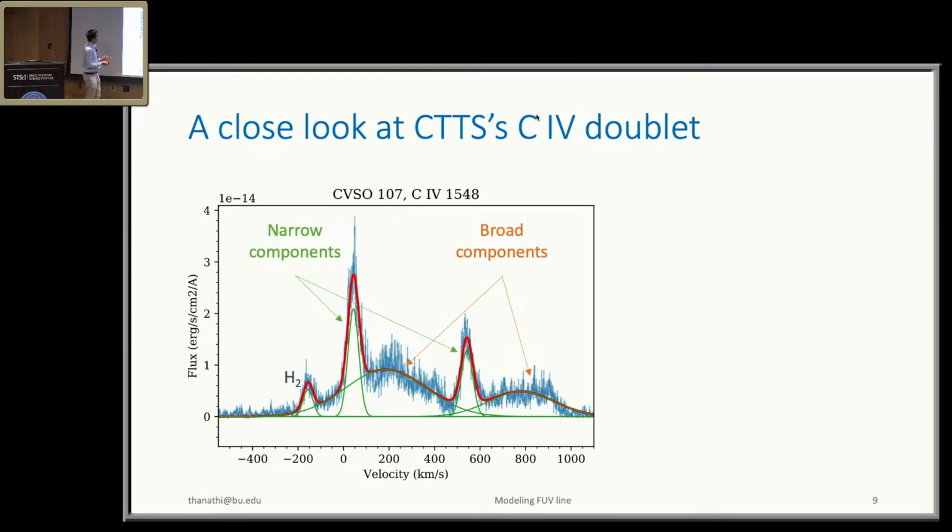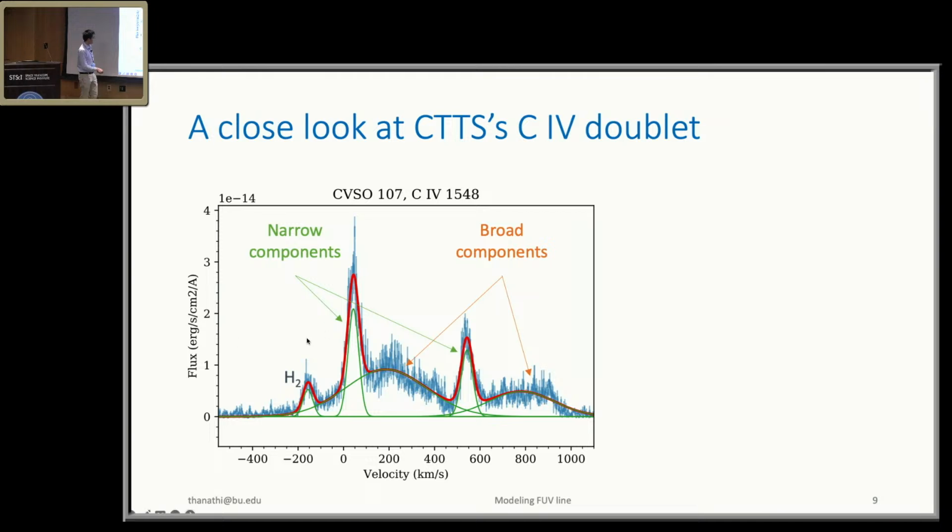So let's focus on the carbon IV line. We have here one of the Ulysses stars, CVS 0107. Plotted here, zero is centered at the lower wavelength line. Carbon IV is a doublet. For a first pass, we can simply do a Gaussian decomposition.